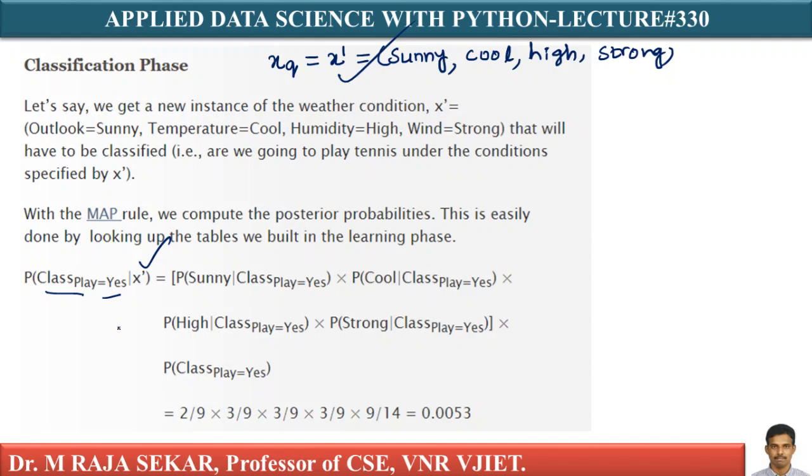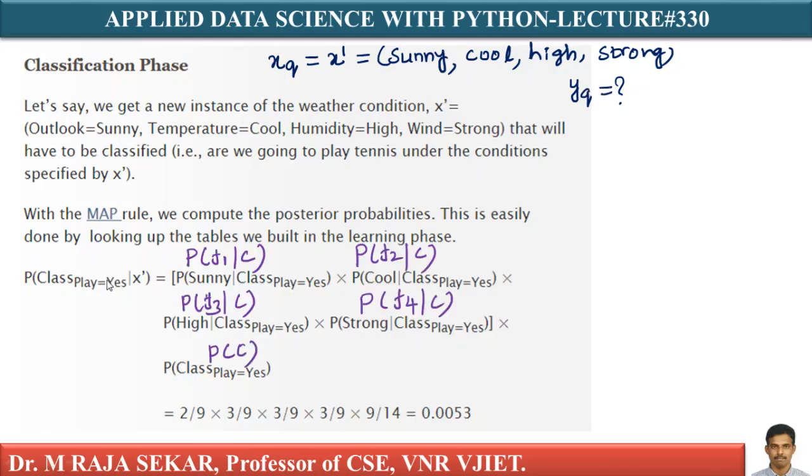It's simple. I already discussed these formulas in my previous class. This is nothing but the probability of F1 given C. What is my class label? My feature 1 is sunny. What is my feature 1 value? Sunny. Probability of feature 2 value? Cool. What is its class label? I am checking for S.